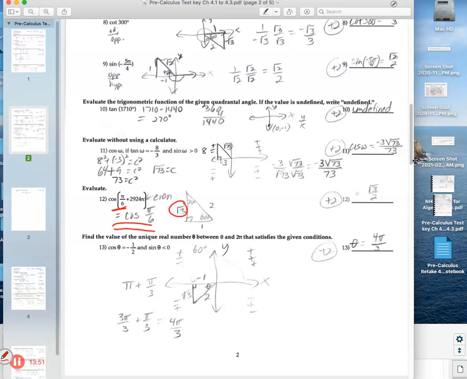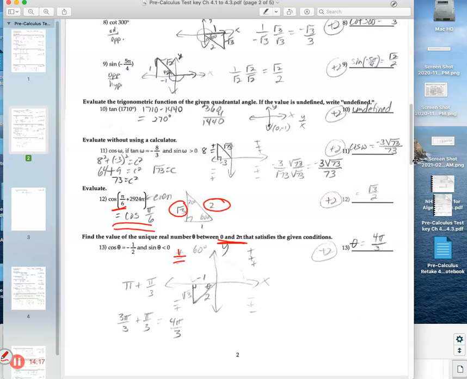Adjacent over hypotenuse, square root of 3 over 2. Number 13 says find the value of the unique real number theta between 0 and 2 pi. Some of you I don't think read the instructions, because you were trying to give me answers in degrees. They're telling us this has to be in radians. So this is another one of those little puzzles where we know that cosine is negative and sine is negative.